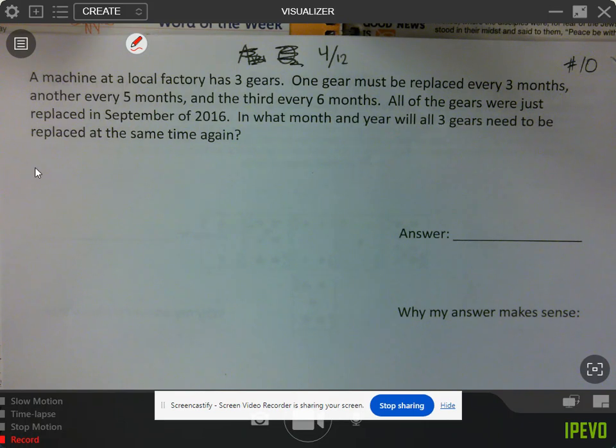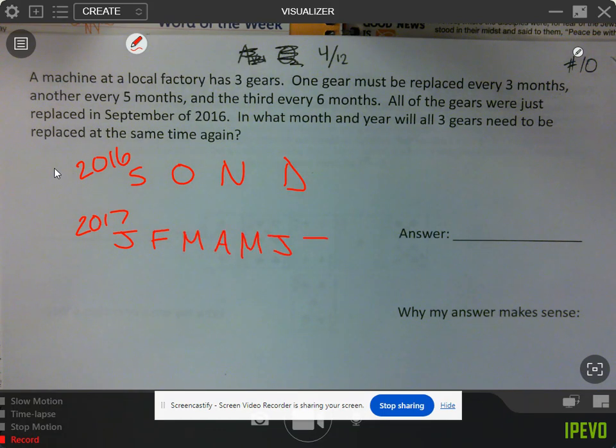So I'm going to look at 2016. I need to move over 2016, starting in September. Then I have October, November, December. Then in 2017, I have January, February, March, April, May, June, July, August, September, October, November, December. And then I have 2018. I'm not going to fill those out yet because I'm not sure if I need to.